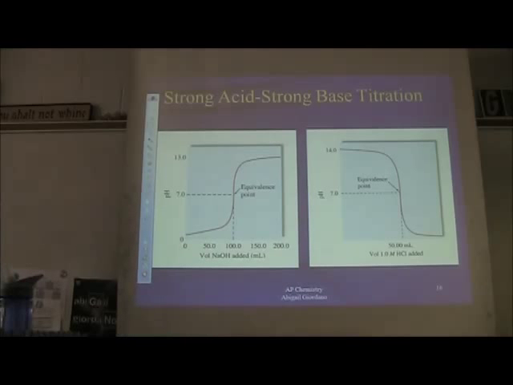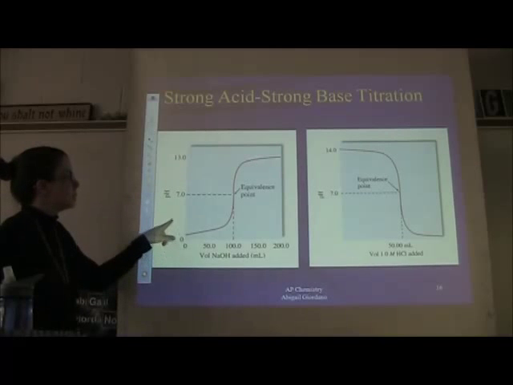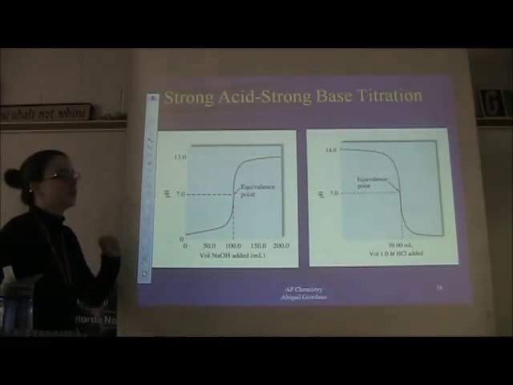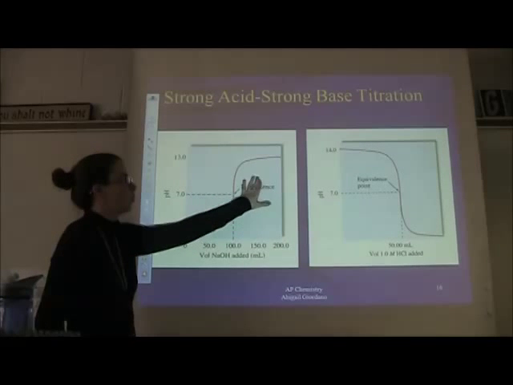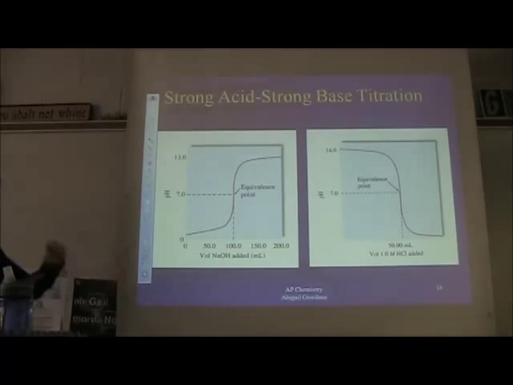As we start to, like what we're going to do today, bring in something that isn't strong, like a weak acid or a weak base into a titration, then the pH at equivalence is not 7. Now let's just refresh our memories on what that term means. Moles of acid are equal to moles of base.